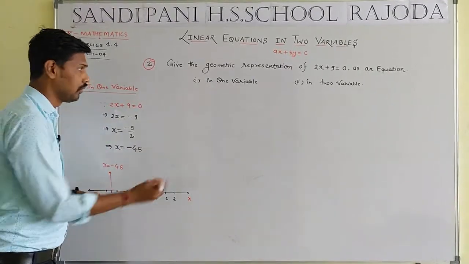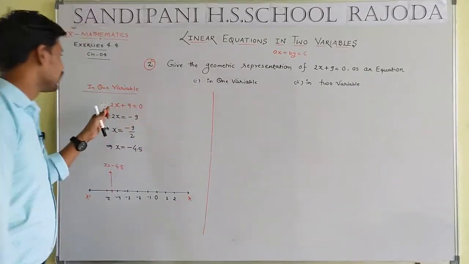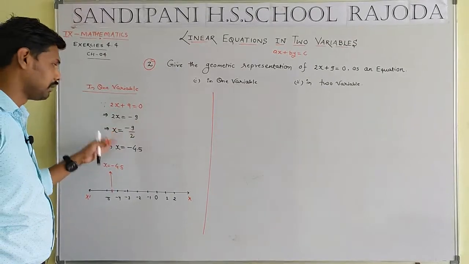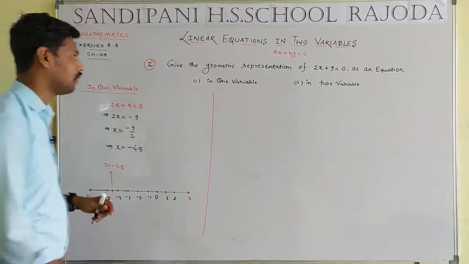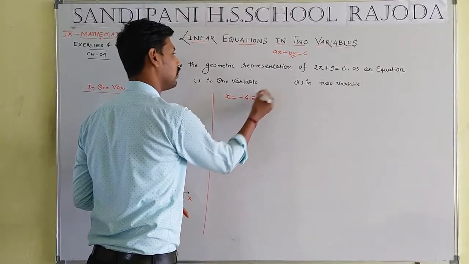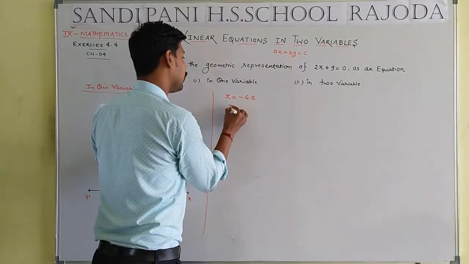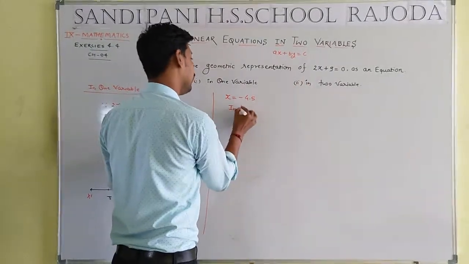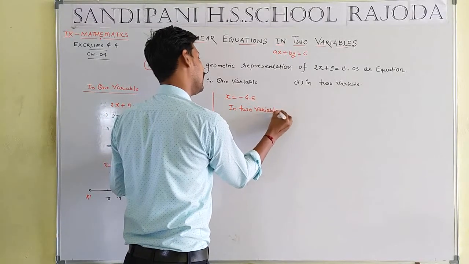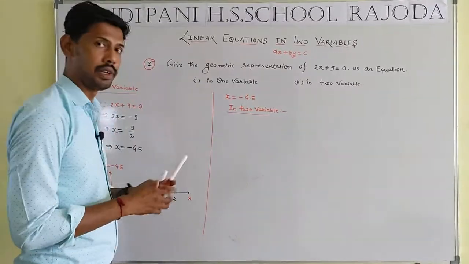Students, now we take again the same equation, that is 2x plus 9 equal to 0, such that 2x will be equal to minus 9. I am not doing this part again. For x equal to negative 4.5, we have to draw in two variable. What is the meaning of two variable? That means a graphical representation, a Cartesian graphical representation.